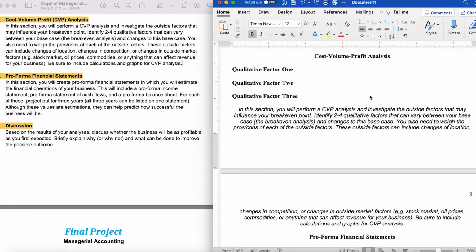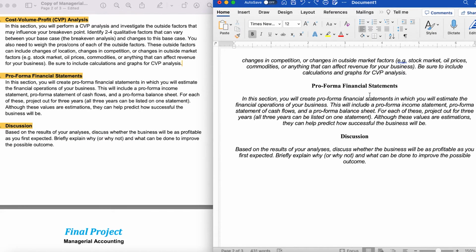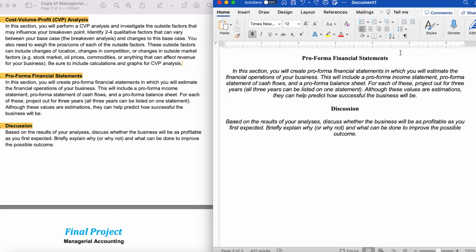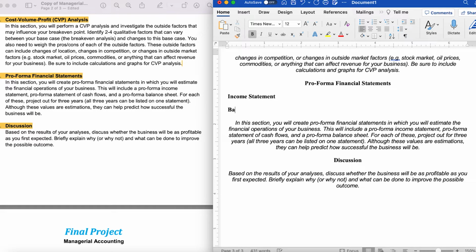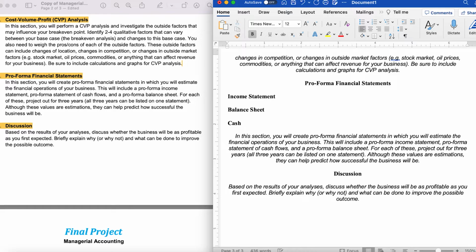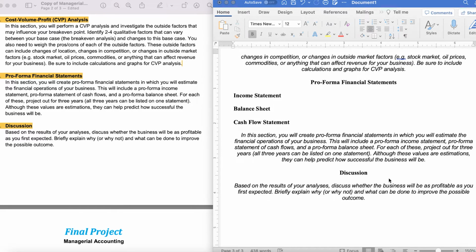But that concludes section 4, leading us on to number 5, which are the pro forma financial statements. And here it's quite simple. We need to include 3 distinct sections for the income statement, balance sheet, and the cash flow statement. But now you're left with the final section, which is going to be the discussion. In here, there's no subsections that the assignment is calling for.